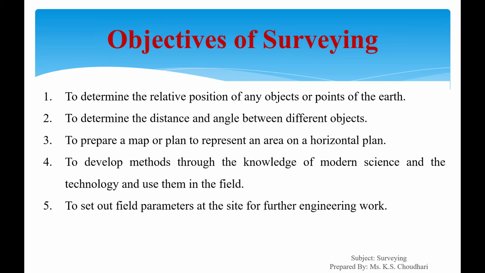After the importance of surveying, here are the objectives of surveying. Number 1. To determine the relative position of any objects or points on the earth. Number 2. To determine the distance and angle between different objects. Number 3. To prepare a map or plan to represent an area on a horizontal plane. Number 4. To develop methods through the knowledge of modern science and technology and use them in the field. Number 5. To set out field parameters at the site for further engineering work.